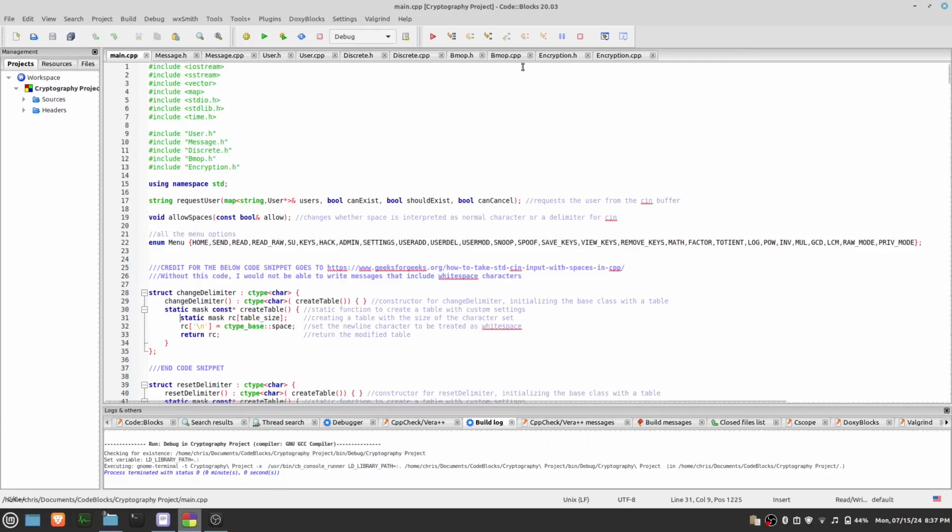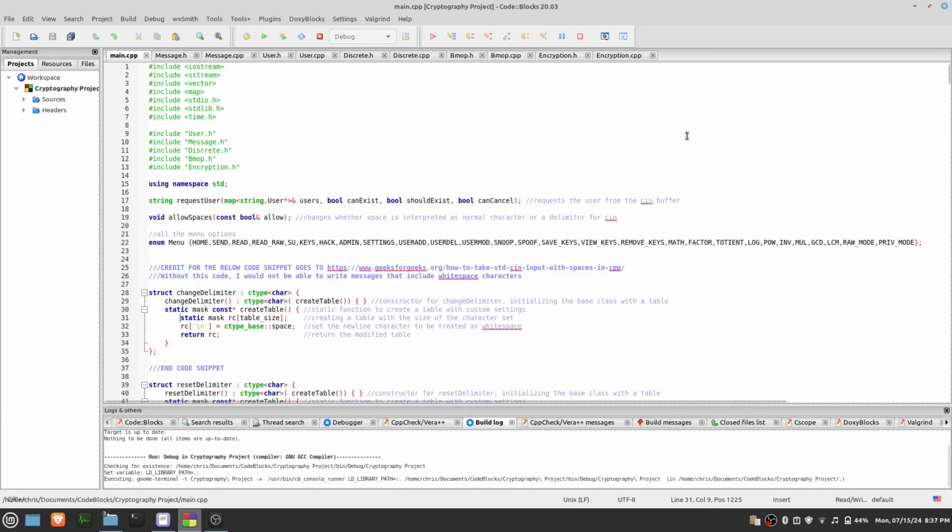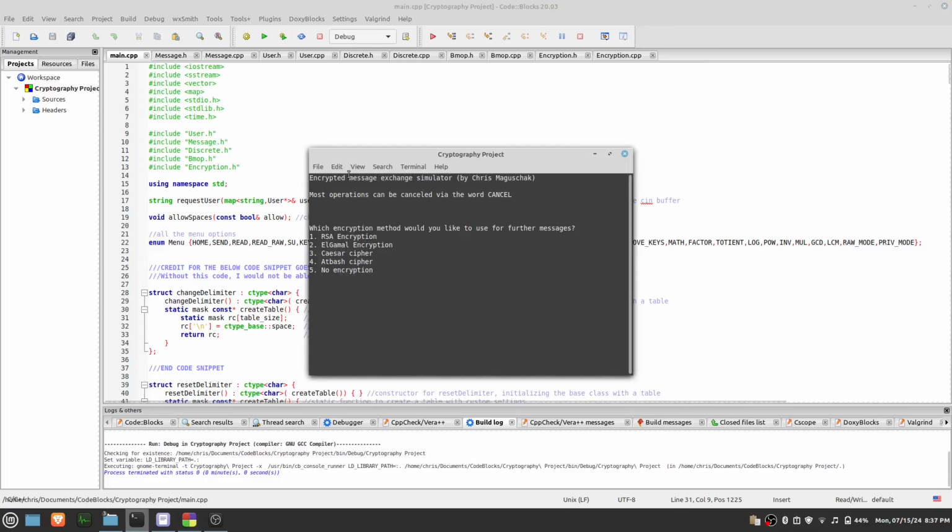Hello world, I'm Christopher Magashek, and today I will be showing you how I programmed an encrypted message exchange simulator. So what this is, it basically simulates two people sending messages to each other by encrypting their messages and then submitting them to a public network so that they can decrypt it from there, as well as a third user, a man in the middle, trying to intercept those messages and decode them.